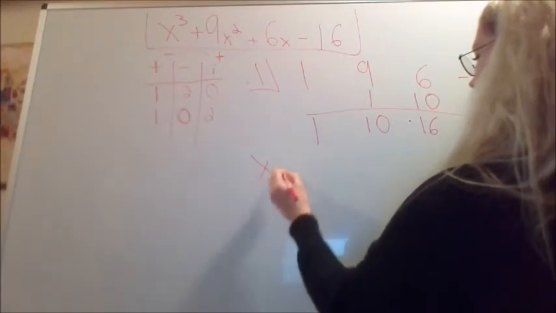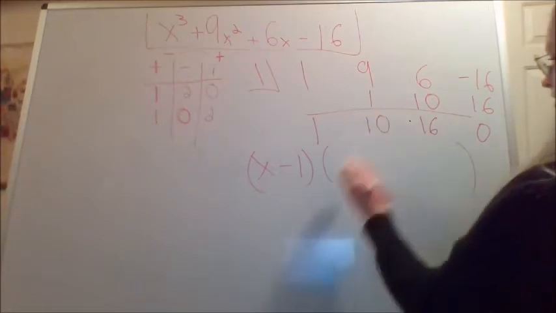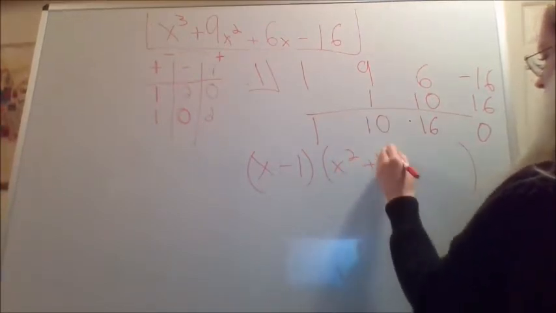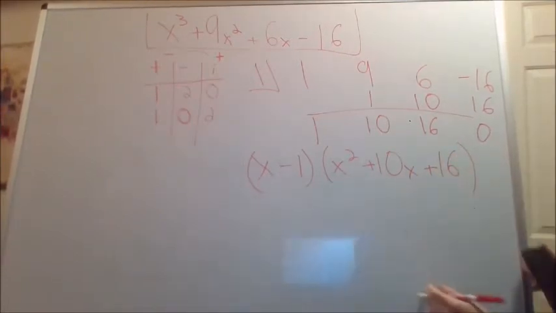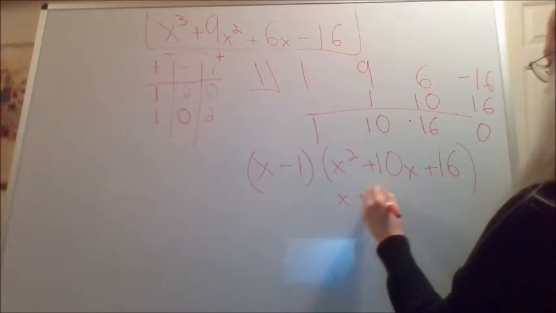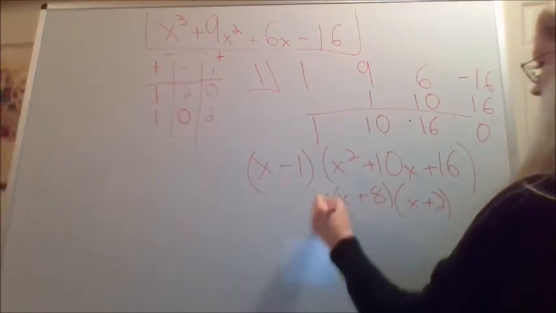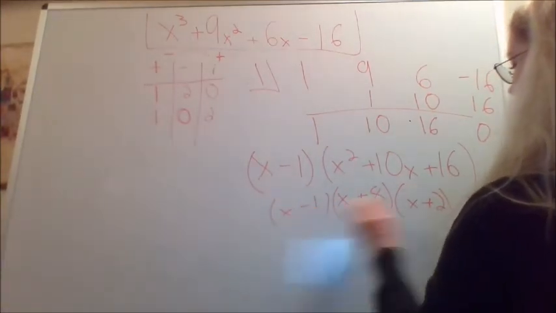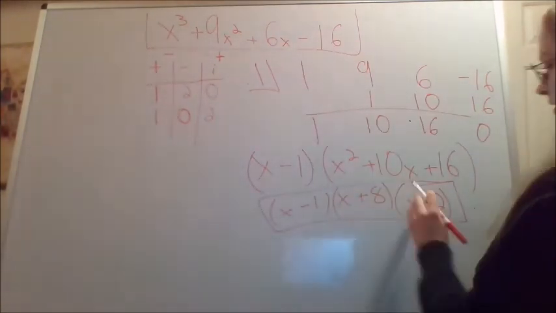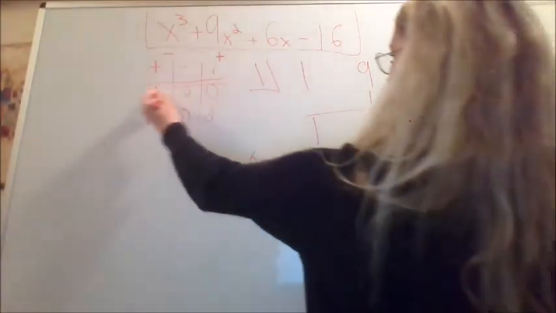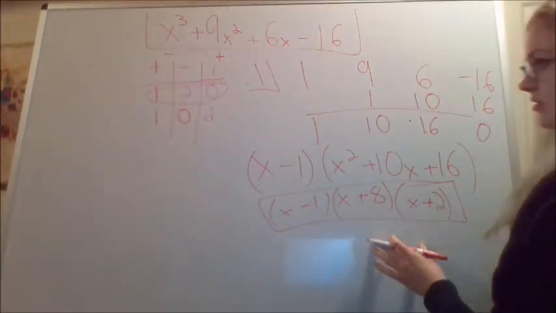So now we have x minus 1 times this polynomial, which is x squared plus 10x plus 16. Now we just have to factor this. And if we do x plus 8, x plus 2, then we bring down our x minus 1, we see that we can totally factor this polynomial. And this is valid because it fits in this case where we have one positive zero and two negative zeros. So there we go.